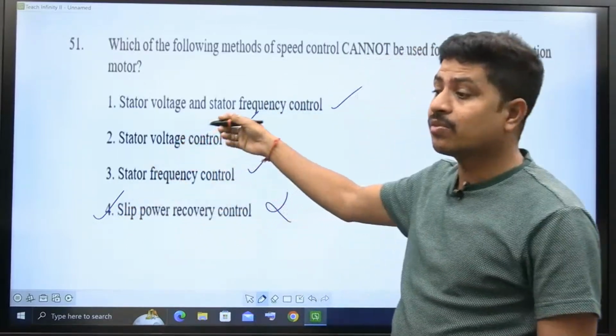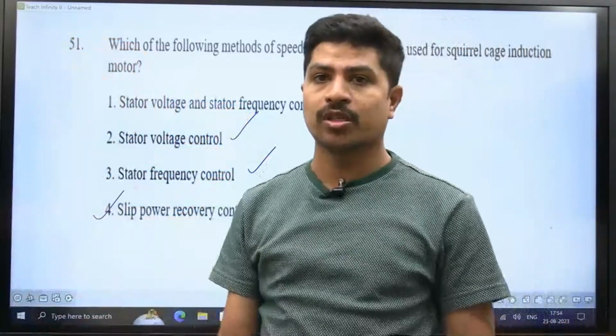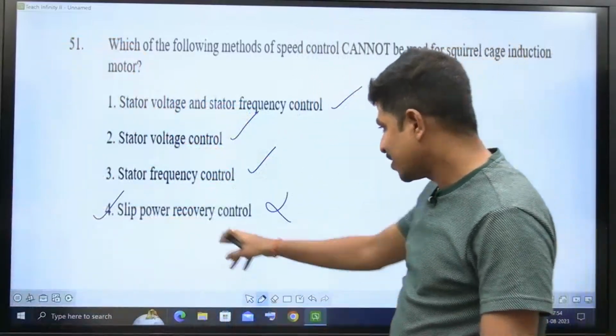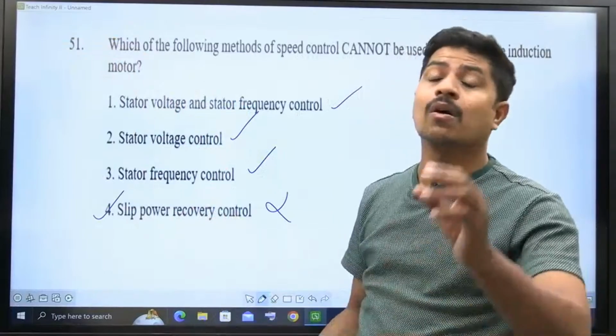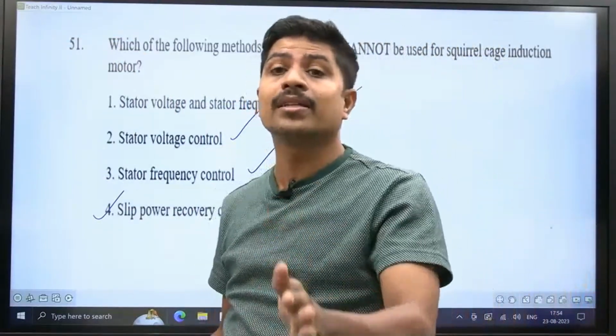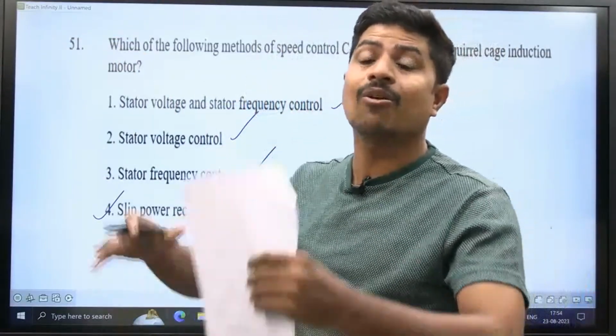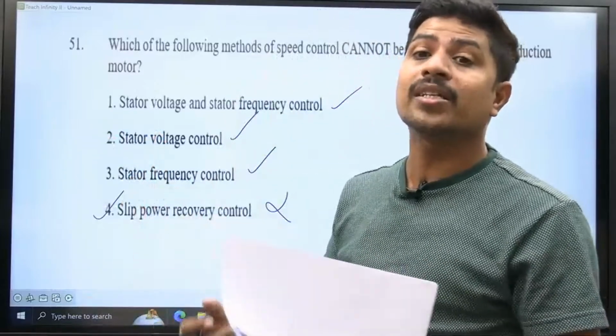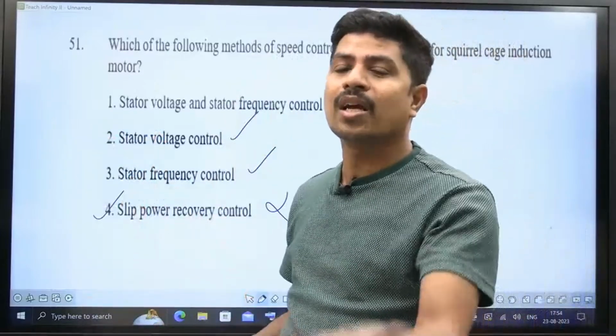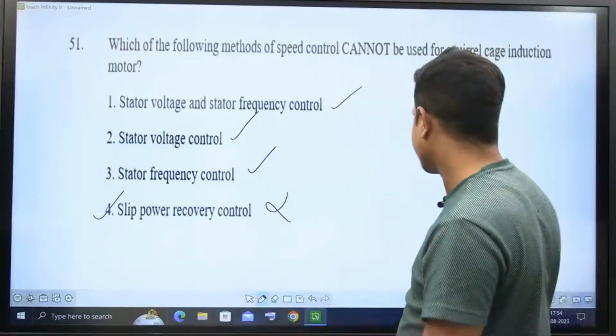Which of the following cannot be used? Slip power recovery control. Why? Because it is not possible to recover the slip power in a squirrel cage induction motor, because it's a closed one. It's not like a slip ring induction motor, where there is a possibility to recover that power, but here it is not there.